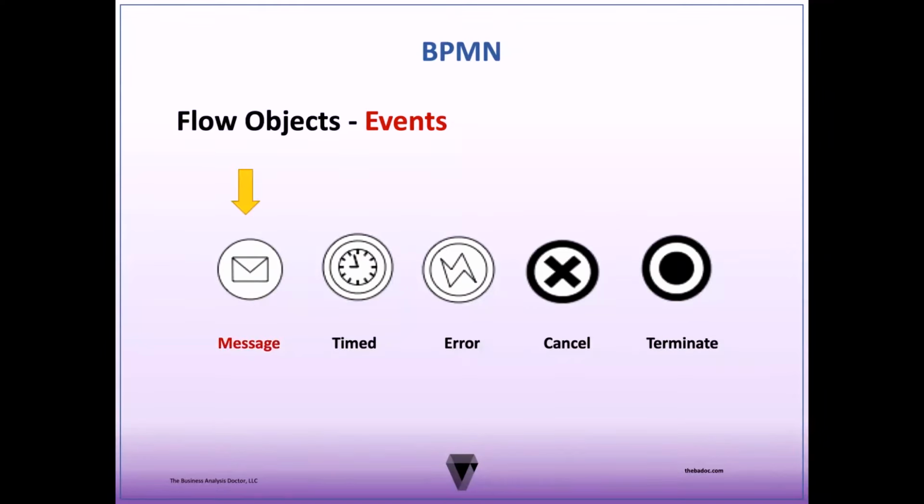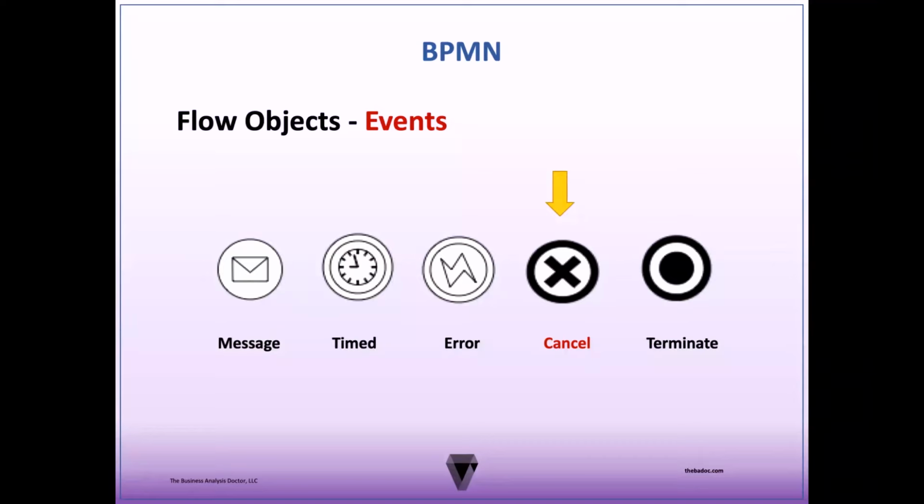A message event indicates that a message is sent to or from a participant. A timed event indicates that a specific time, date, or specific cycle can trigger an event. The error event indicates that some type of exception is interrupting or ending the process. It's represented with a lightning bolt symbol.